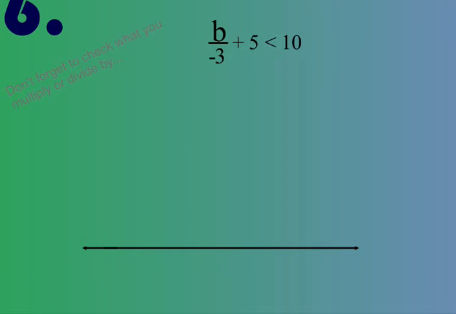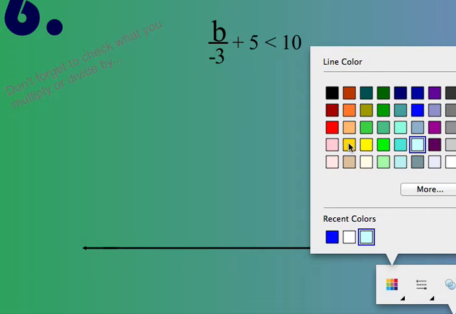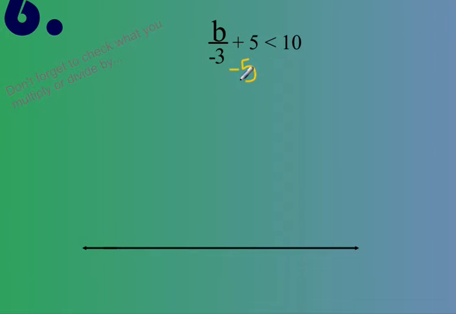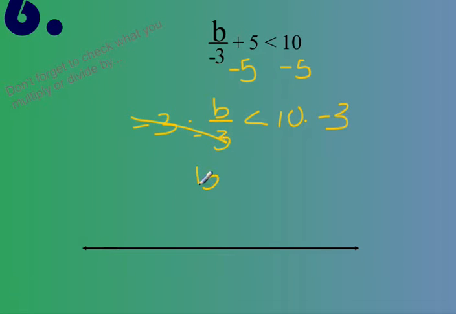Now, let's take a look at number 6. So the first thing I need to do is get that constant over to the other side. So I'm going to do that by subtracting 5 from both sides. So then I get b divided by negative 3 is less than 10. So then that b is being divided by negative 3. So the opposite would be to multiply it by negative 3. So those would cancel out, and I'm left with b here.